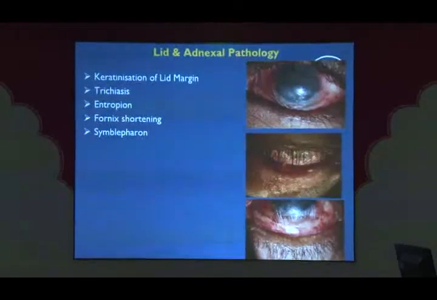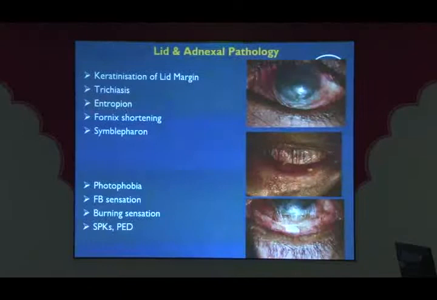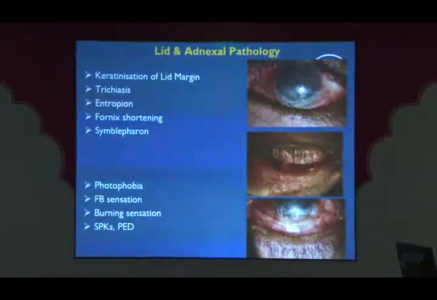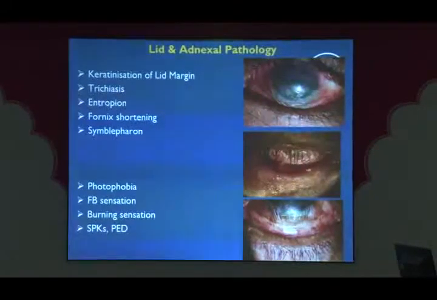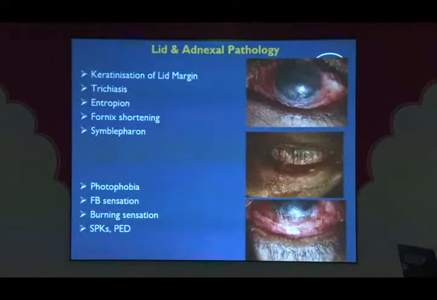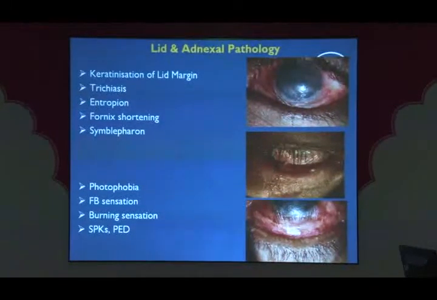Now, all these things may make the patient extremely symptomatic, with photophobia, foreign body and burning sensation, diffuse SPKs over the cornea, and a persistent epithelial defect that really compromise the visual acuity of the person.